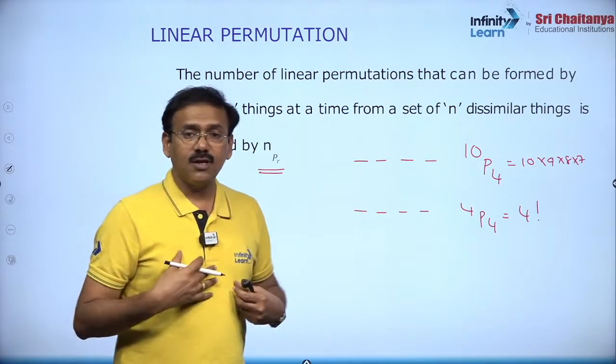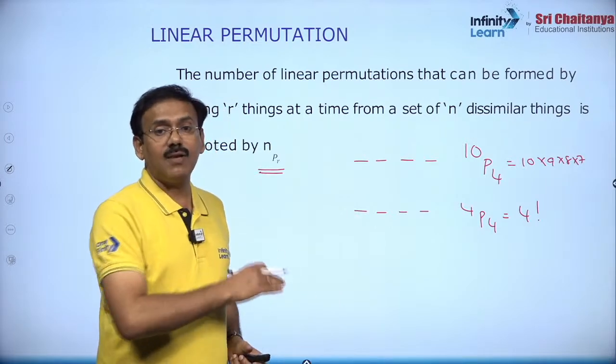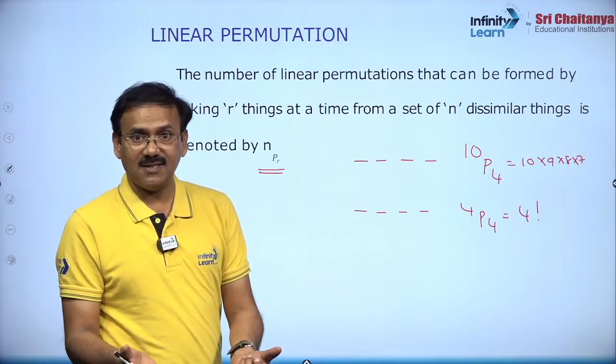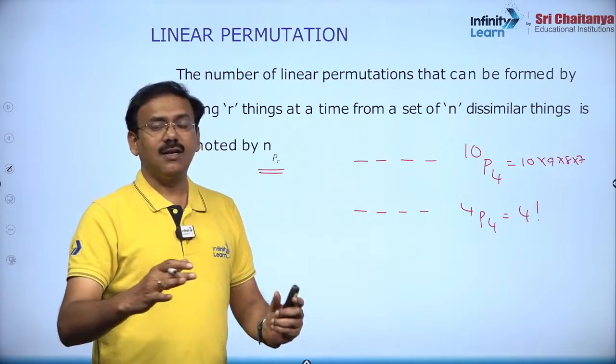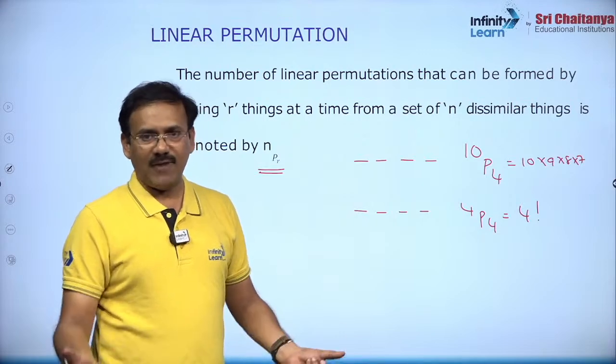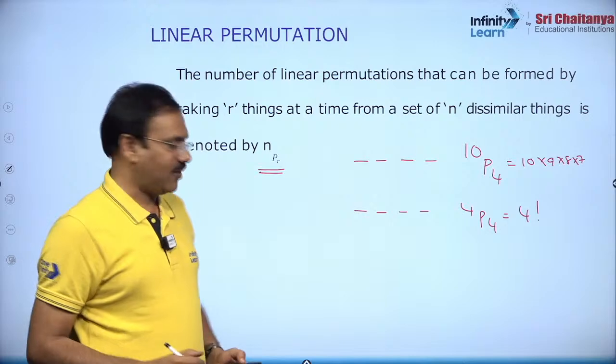Suppose there are 10 boys, and we have to arrange 6 of them in a row. The number of ways is 10P6. If you want to arrange all the 10 members in a row, 10 factorial is the answer, because it is 10P10. This is point number 2, my dear friends.